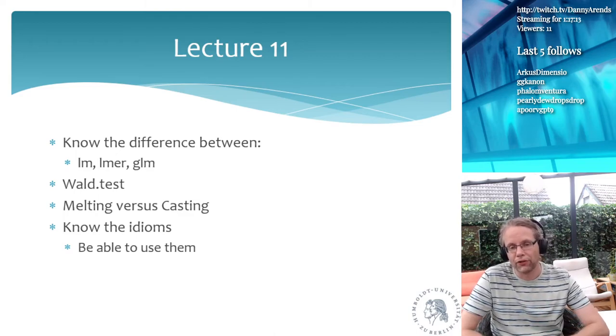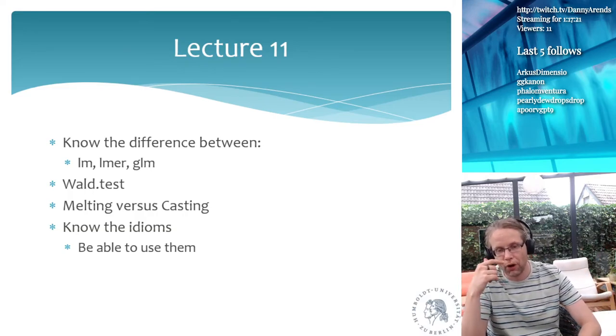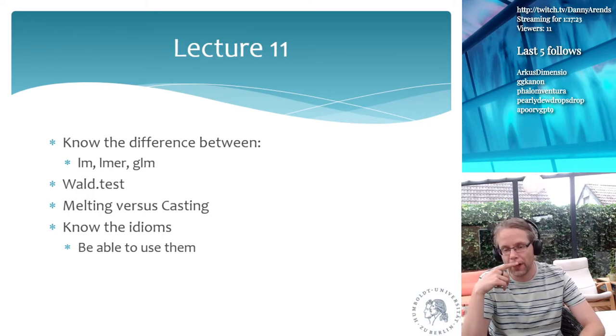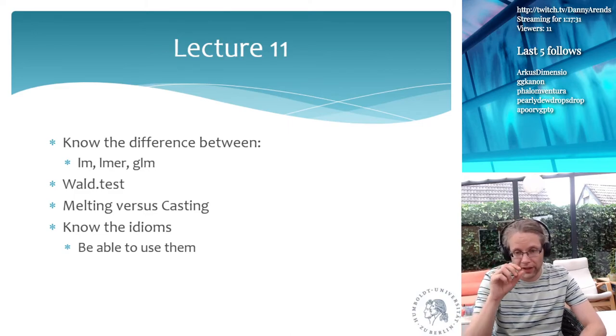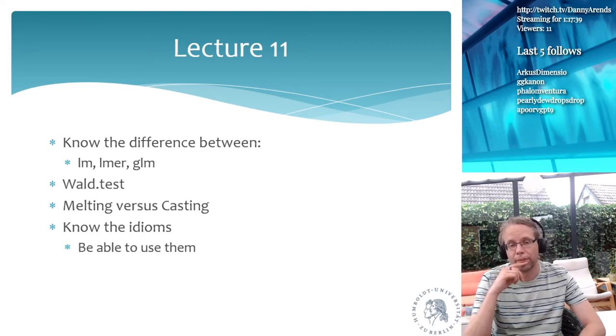I told you about melting versus casting. So going from wide format to long format and going from long format to wide format. Going from wide to long is called melting, and going from long to wide is called casting. And be able to recognize a matrix as well, right? So if I give you a matrix with 5 columns, know to recognize if it is in long format or if it is in wide format.